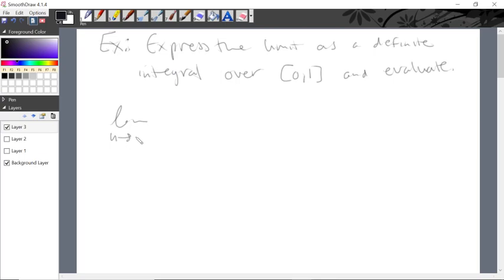I have this limit. The limit as n goes to infinity of 1 over n times root 1 over n plus root 2 over n plus root 3 over n plus ... plus root n over n. Okay. Express this limit as a definite integral.